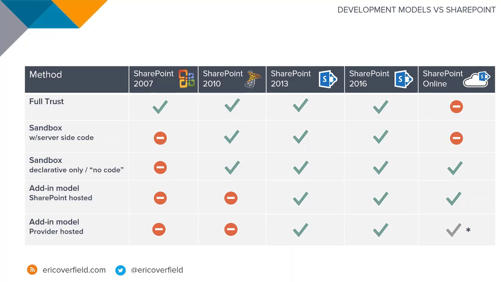So to recap all of this, what are we looking at? FullTrust, everything's good except for online. Your Sandbox Solutions are good for everything but SharePoint 2007, as long as you don't have server-side code. The add-in model, still perfectly valid as long as you, for SharePoint Hosted, as long as you're on SharePoint 2013 or above. And provider hosted is the same as long as you understand that your provider hosted aspect of it is going to have to be stored somewhere. Azure, your own farm somewhere else, etc. Effectively, that needs to be some sort of web server, IIS, Apache, something that will host in a website-like experience the code that you want to have compiled.